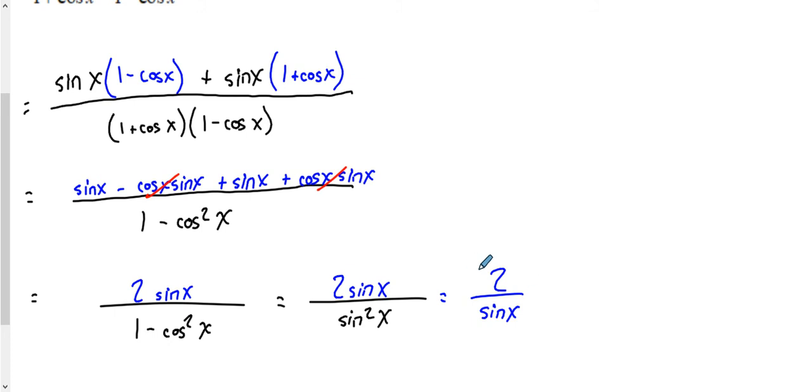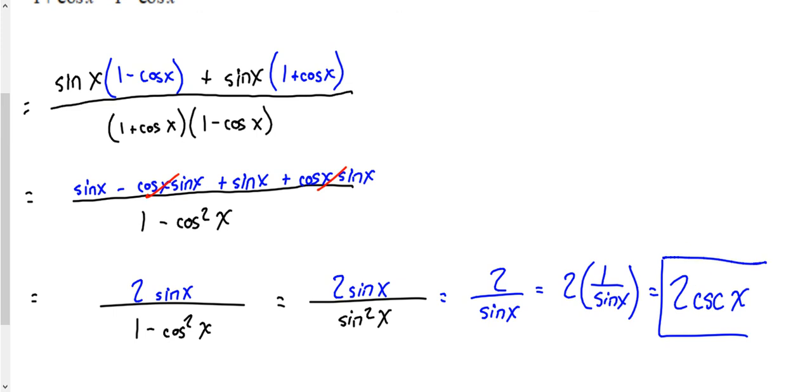But again, if you read the original question, we don't want just sine x there. We want cosecant, secant, and cotangent. So I'm going to rewrite this as 2 multiplied by 1 over sine x. I just really quickly separated that. I know that 1 over sine x is the same thing as cosecant, so now I have 2 cosecant x. And there we go. That's going to be my final expression.